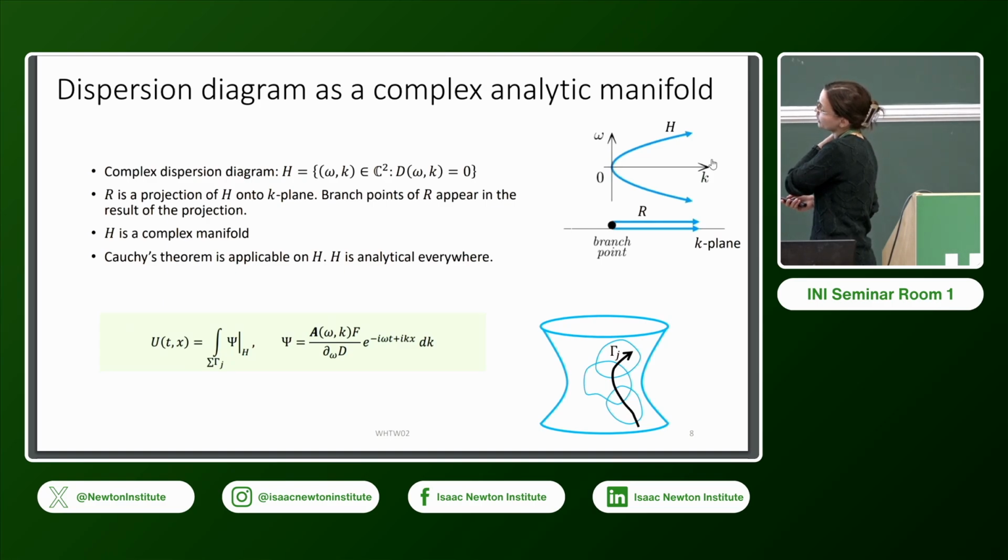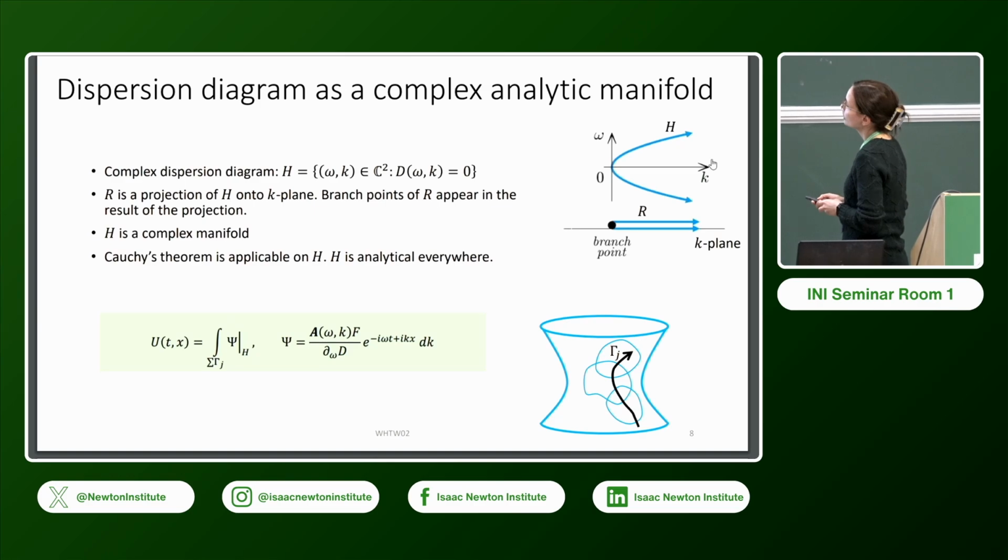So now we get a field representation in this form. And the integrand is a differential form. Here it's written for local variable k, and we will also use its representation for local variable omega in case we are near the branch point here.